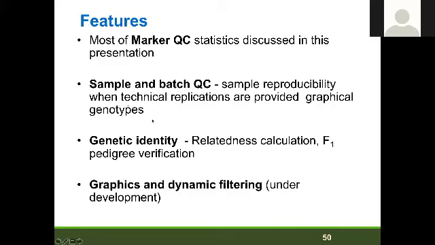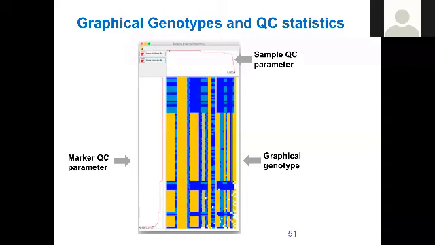We are not public yet, so you might not have an idea of what it is, but mostly this is under development. Some of you are already involved in this process. And genetic identity and graphical dynamic filtering is a very convenient way to filter out data and reload to the database or use for your own purposes. So it has a very nice, appealing graphical genotyping feature, which may be useful for looking at the pattern. So this is just an example. It's under development, so we may have a much improved version in future.